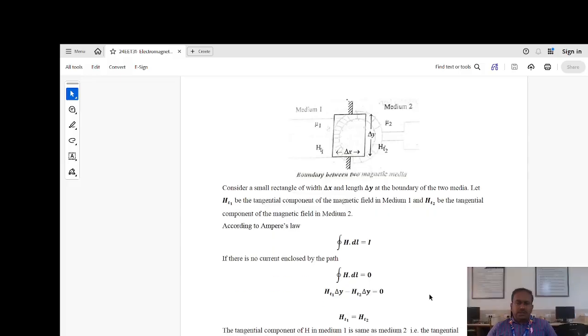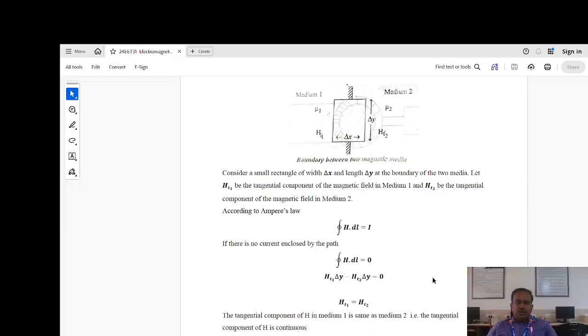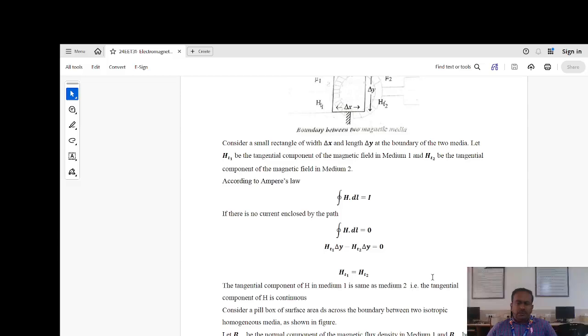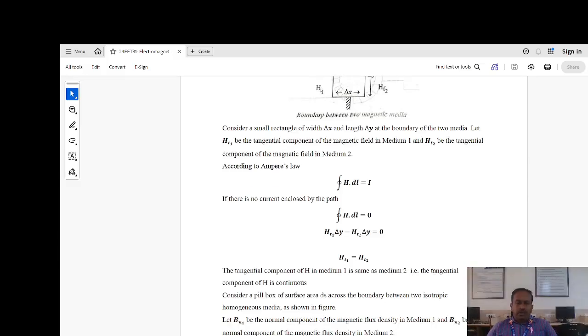From these equations we obtain Ht1 into del y minus Ht2 into del y equal to 0. So we obtain Ht1 equal to Ht2. The tangential component of H in medium 1 is the same as in medium 2. So the tangential component of H is continuous across the boundary.